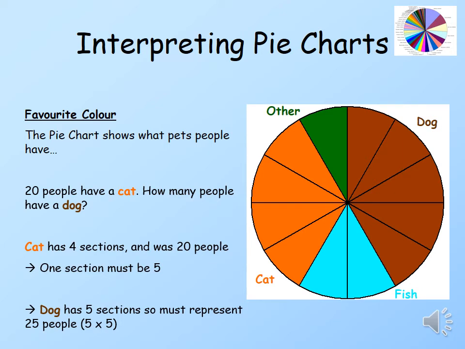Okay, so we were asked about the dogs, and that is 5 sections, and of course 5 times 5 is 25. Okay, so sorry about that. So just recap then. We were told that 20 had cats, so 4 sections is shown as a cat, so each section must be 5.